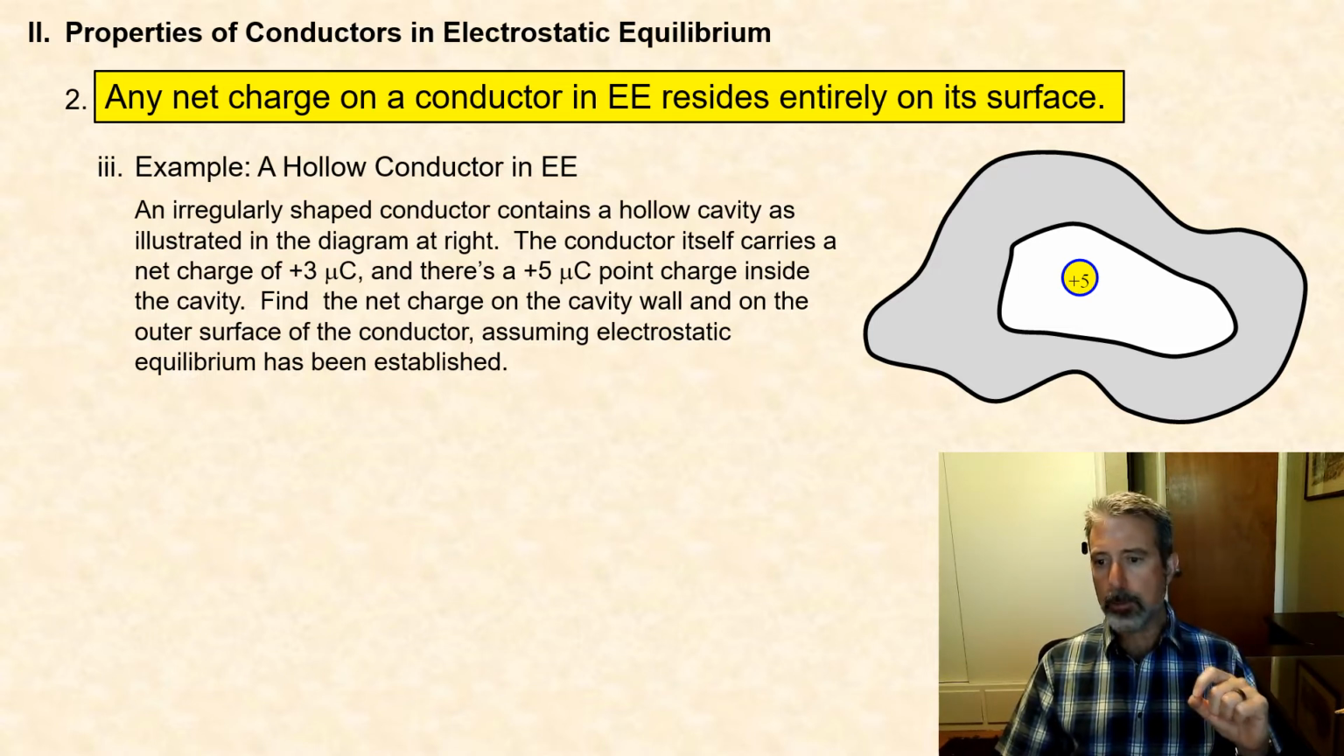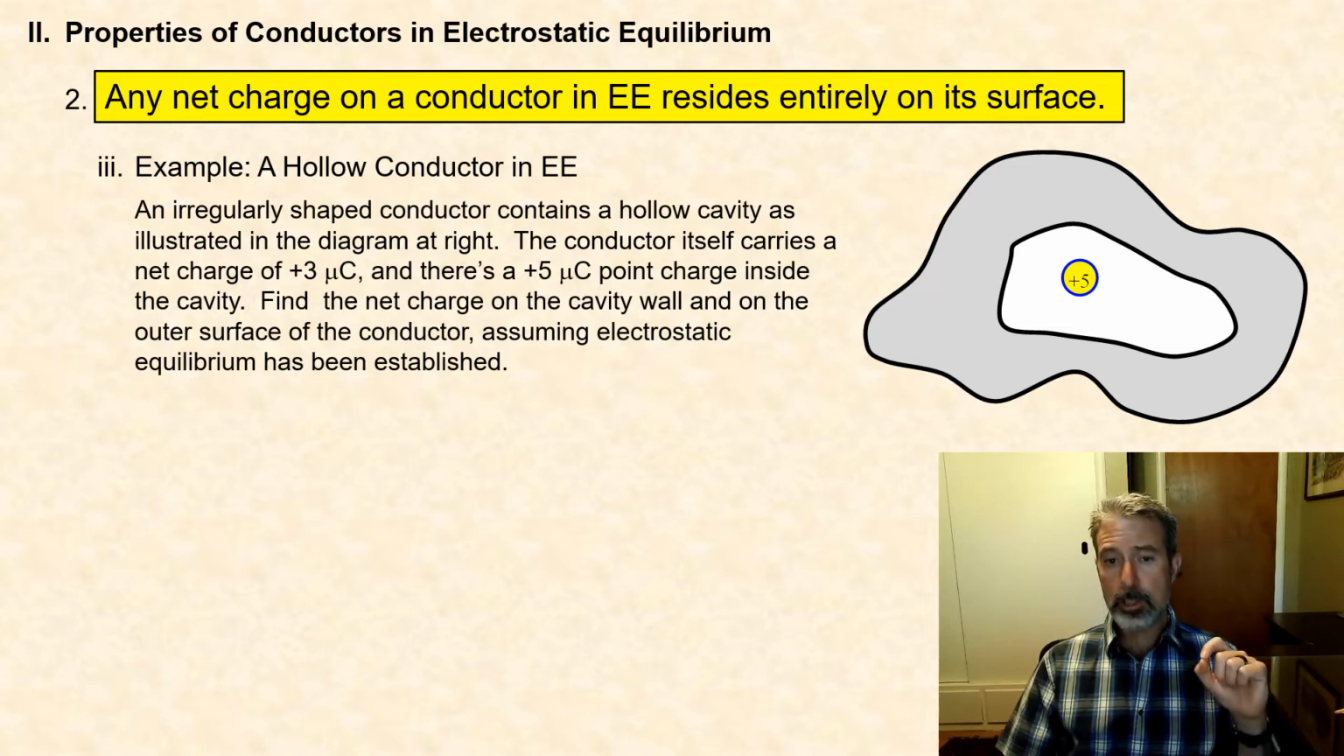So in this example of a hollow conductor in electrostatic equilibrium, we're told that we have an irregularly shaped conductor that contains a hollow cavity, as you see in the diagram, and the conductor itself carries a net charge of plus 3 microcoulombs. We're told what the net charge is, but we have no idea what the charge distribution looks like, in other words, how that charge is distributed throughout the conductor.